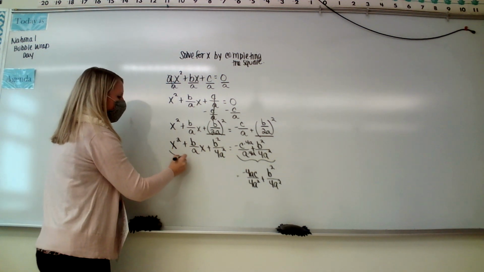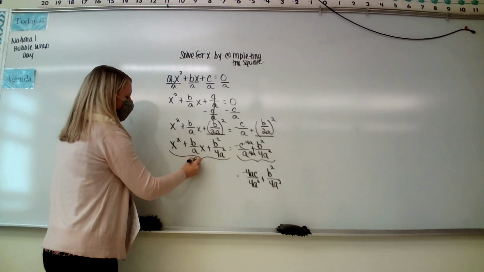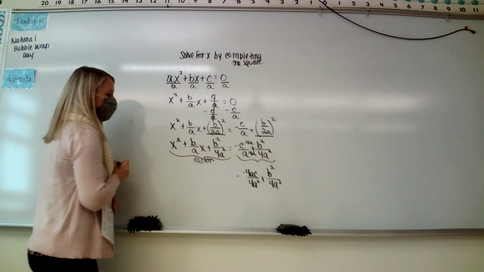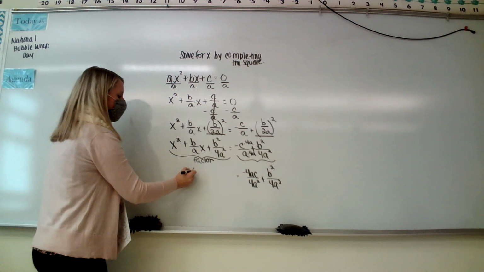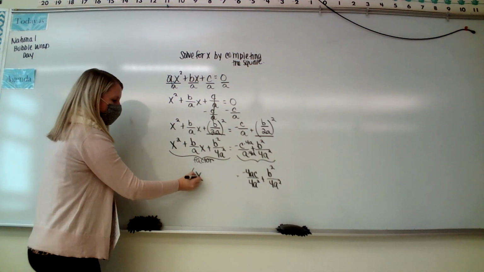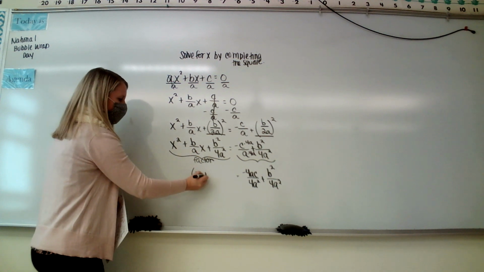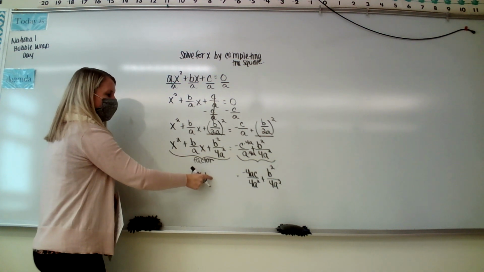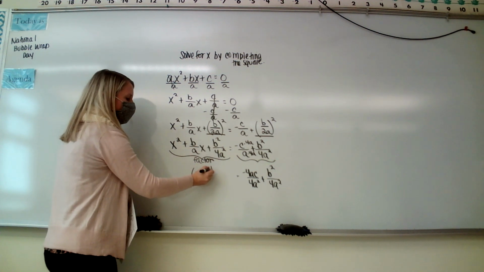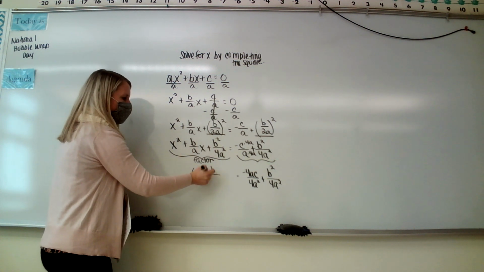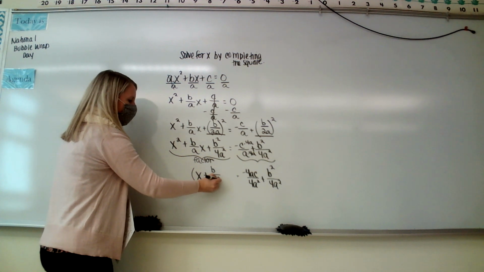Let's factor this side. Since this is a perfect square trinomial, you take the square root of the first term, which is just x. Keep that sign. You take the square root of the last term, so you basically take the square root of each individual thing. So that would be the square root of b squared is b over, and then the square root of that is 2a.